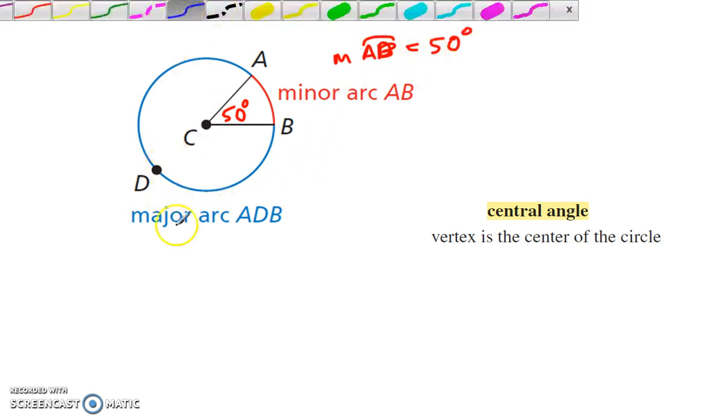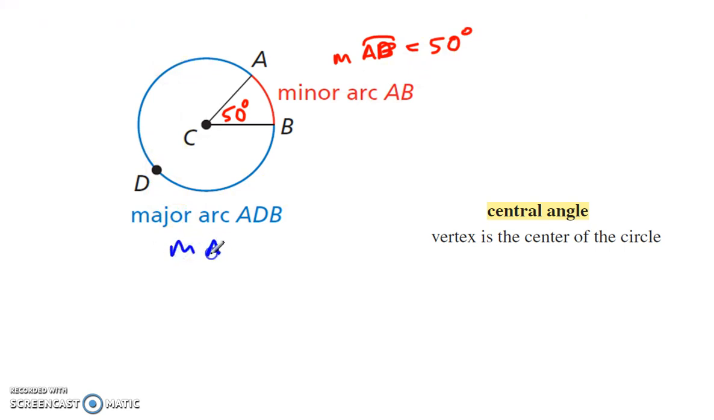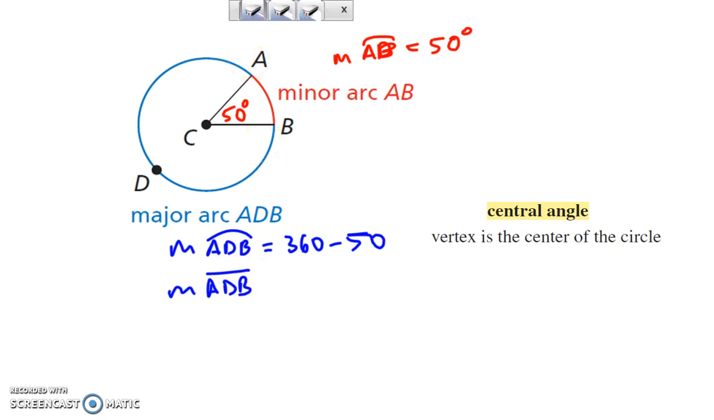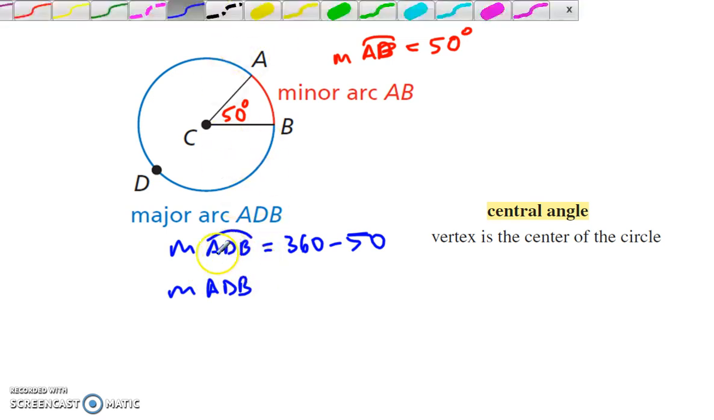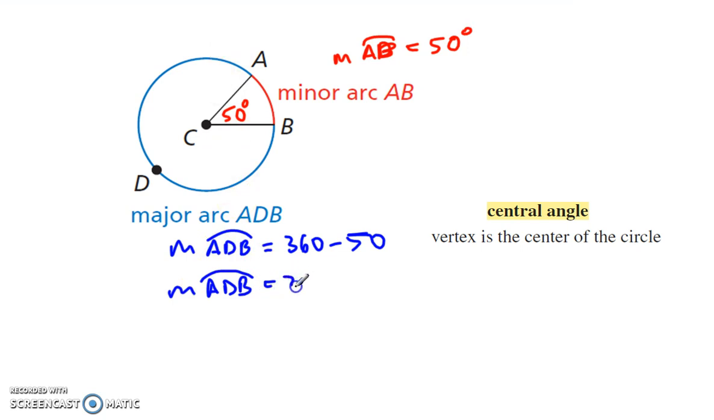The measure of arc ADB is 360 minus 50. So the major arc would be described with an extra point. That way they tell you, okay, I've got to first go from A to D to B. If they just say AB, we're going the shorter way. And so the measure of arc ADB would be 310 degrees.